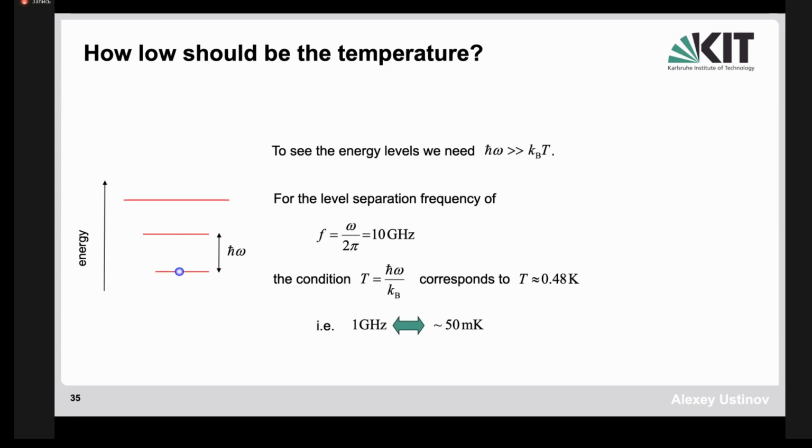And if you take the frequency of 10 gigahertz, which will be rather typical for this surface, then it will correspond to a temperature of about half a Kelvin. So in these units, 1 gigahertz costs 50 millikelvin. If you want to work at 10 gigahertz, you have to be 10 times lower in temperature than that, which means about 50 millikelvin or less.